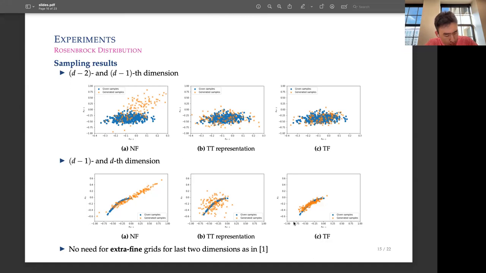And the last thing is that let's focus on figure B and figure C below, in the d minus one and d dimensions. As you can see, the tensor train representation can only learn to the accuracy of figure B here, but with the subsequent flow model, we are able to push the density towards the real distribution. This really reflects the effectiveness of how our tensorizing flow works.